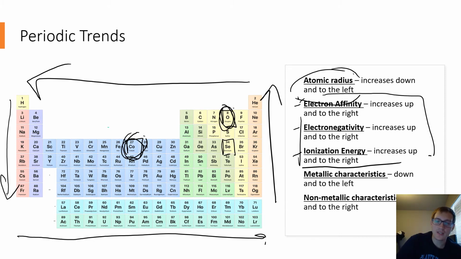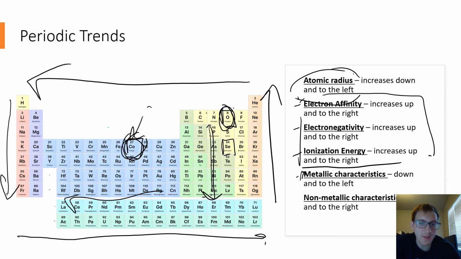As far as metallic characteristics go, it goes down and to the left. That just tells me that cobalt is going to have more metallic features than oxygen. Oxygen is going to have a lot less. They're going to have more non-metallic characteristics, and that's just their position, and it goes this way for metallic, that way for non-metallic.